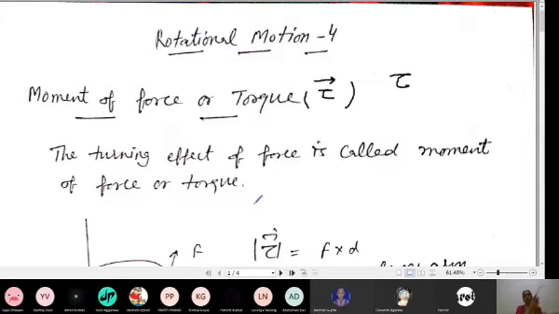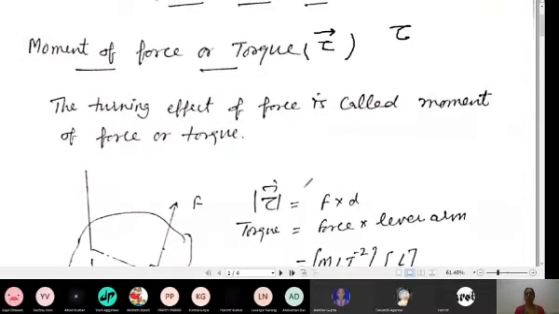The hinge is fixed. This is the fixed point, and you apply the force. You have observed that if I apply the force at the center, I have to apply more force. Handles are always provided at the corner because I am increasing this distance, the perpendicular distance d. This distance d is to be increased to get a more effective value of the torque. So the turning effect of force is termed moment of force, or we can call it torque.